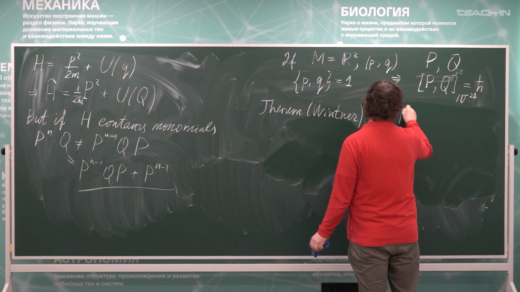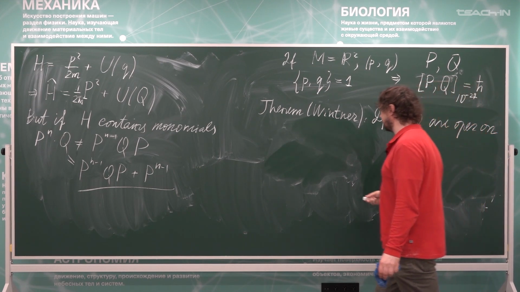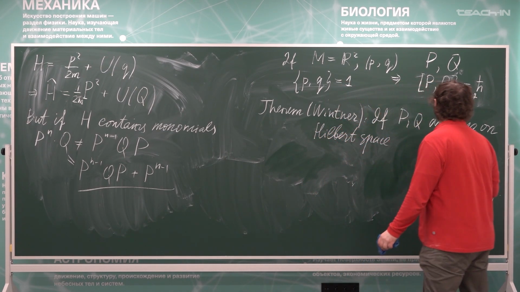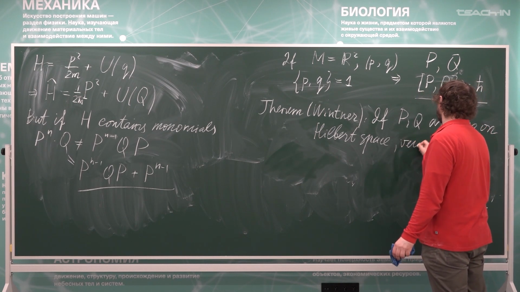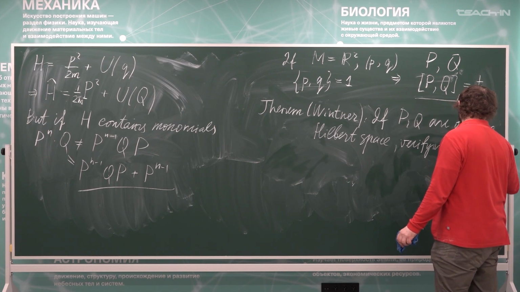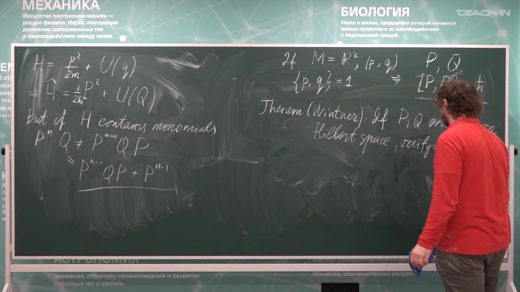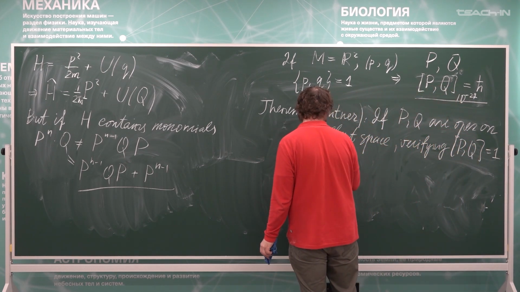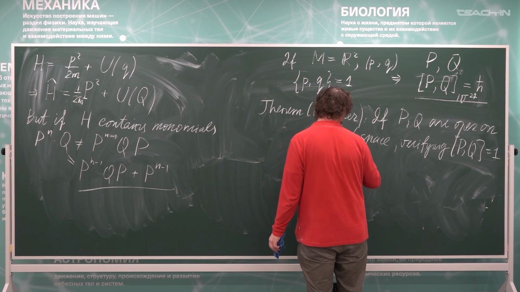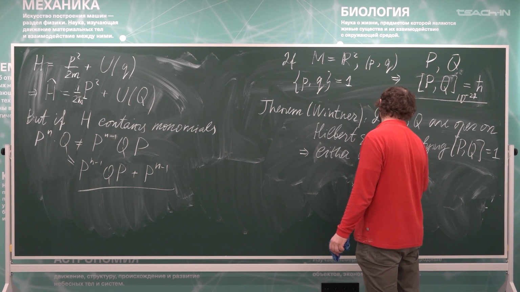If P and Q are operators on Hilbert space that verify this kind of relation, P commutes with Q by 1, I'll forget about this small number h bar, then either one of them or both of them is unbounded.